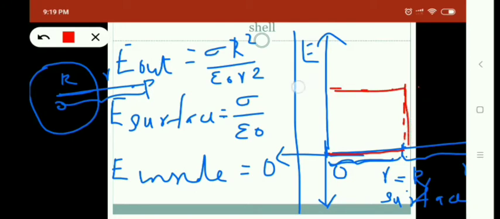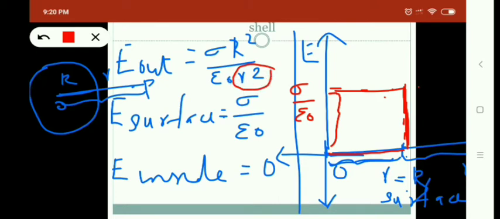Next, and this is constant, and what is that? Sigma by epsilon naught. So this is the value of electric field intensity on the surface. Next, outside the sphere, what happens? Sigma r square by epsilon naught r square. That means here r square is in the denominator.